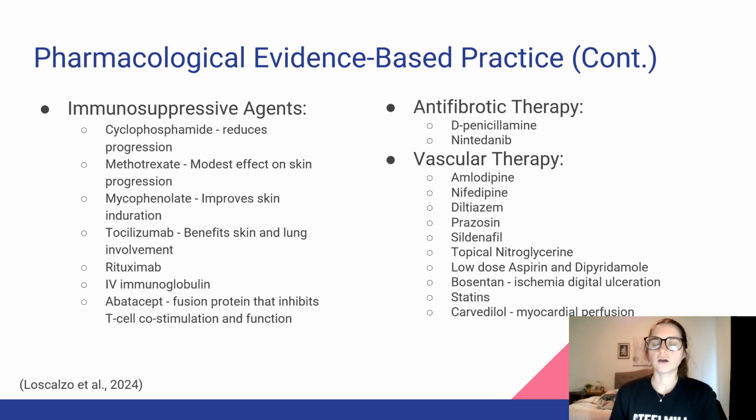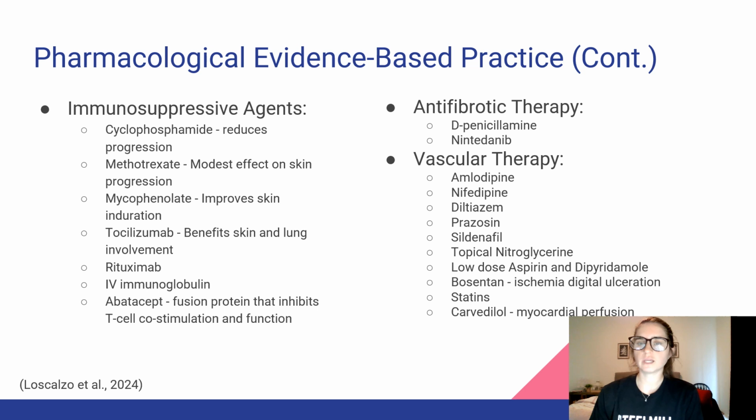And then a lot of these patients will get interstitial lung disease, so you can use your antifibrotic therapy. So this is like your D-penicillamine or your nintedanib. And then for vascular therapy, these patients can sometimes present with Raynaud's or sometimes the heart is affected, and so these are some of the medications that can be used.